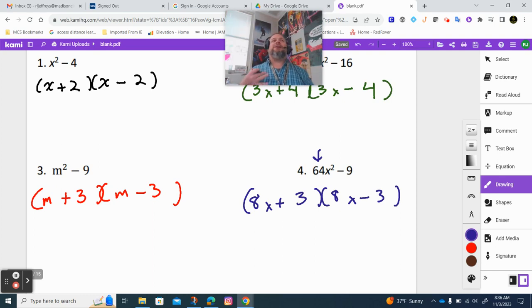I always thought it was funny. When I was growing up, our teachers always told us, you're not going to always have a calculator right beside you. Yes, we do. We do all the time now.